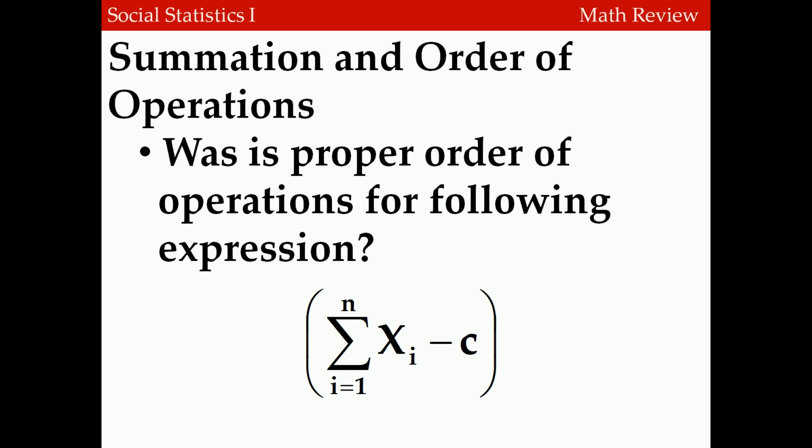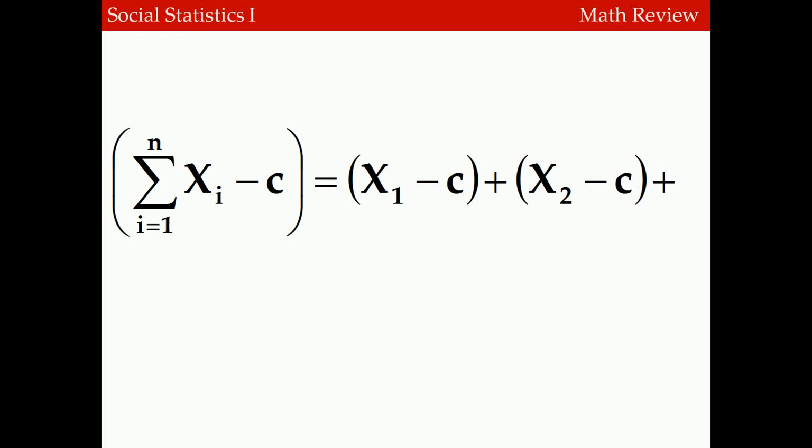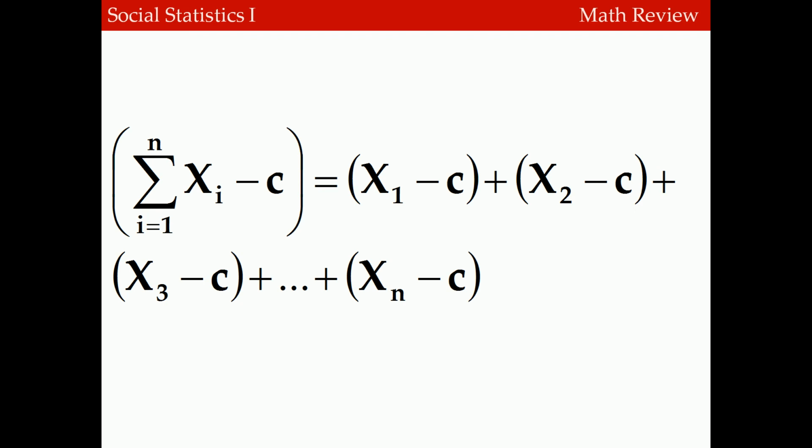It's also the case that summation works with order of operations. Look at the expression below, the sum from i equals 1 to n of x sub i minus c. What's the proper order of operations for that expression? Well, what we do is we take each value of x from 1 to n, and in each case we're going to subtract c. So for x1 we'll subtract c, where c is some constant. For x2 we subtract c, for x3 we subtract c, all the way to xn subtract c.